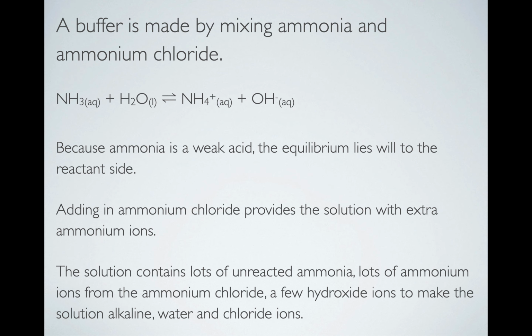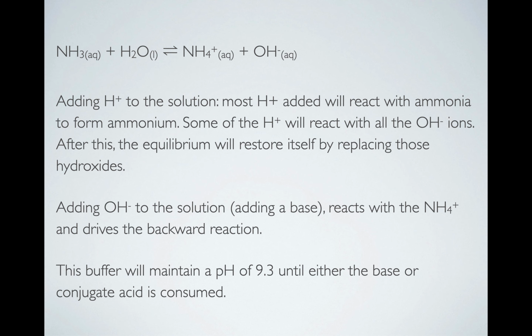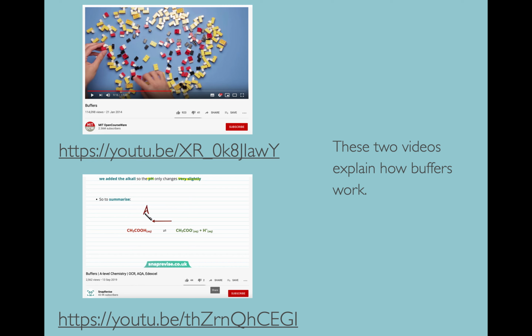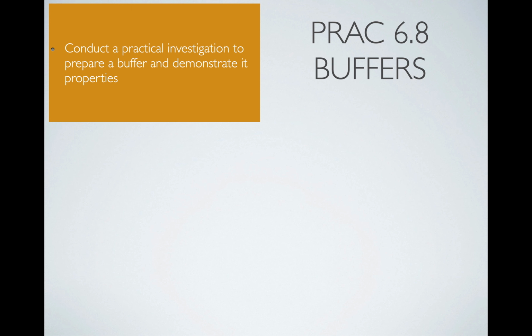So you can also do it the other way around. Remember I said it's either a weak acid and its conjugate base or a weak base and its conjugate acid. So here you can look through a weak base, ammonia, and its conjugate acid, which will be ammonium, and you can look through that example there, okay? There are 2 videos explaining how buffers work as well. I like that top one from memory.